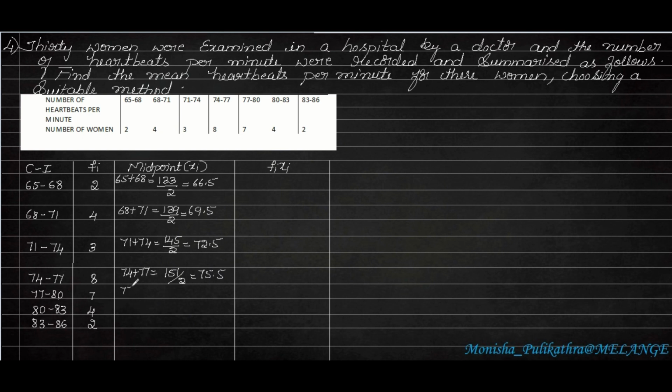Okay. So next 77 plus 80, which is equal to 157 divided by 2, which is equal to 78.5. Okay, so next is 80 plus 83 is equal to 163 divided by 2, which is equal to 81.5. So I will do one division of it. There is no need of doing everything. So next is 83 plus 86, which is equal to 169 by 2, which is 84.5.